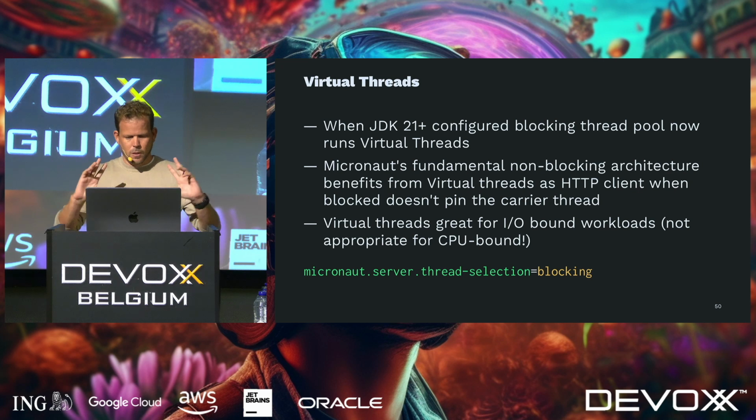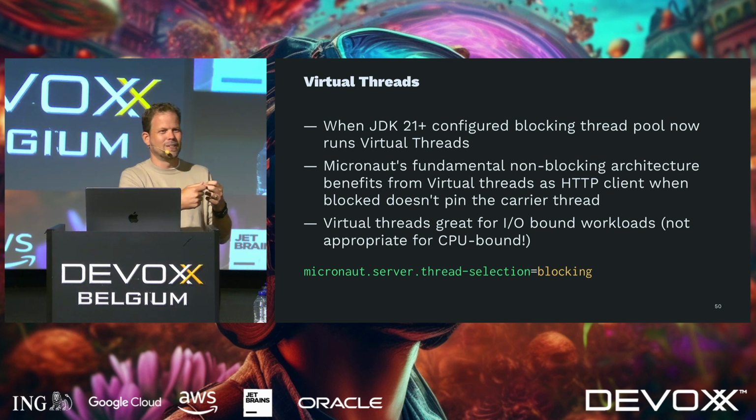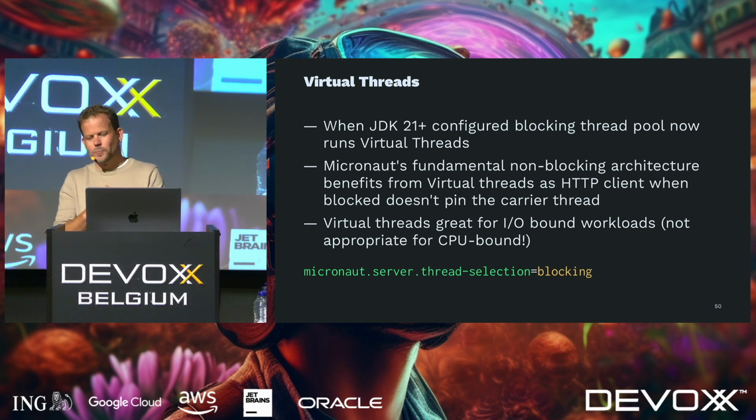However, first of all, Micronaut's fundamental non-blocking architecture benefits from virtual threads because the blocking calls you make have to use an asynchronous library that doesn't pin the carrier thread. There are various circumstances when the carrier thread can get pinned. Those include things like JNI calls and synchronization blocks.